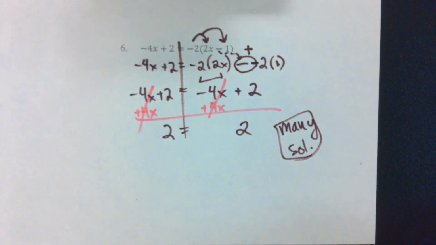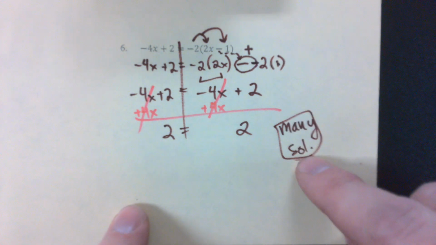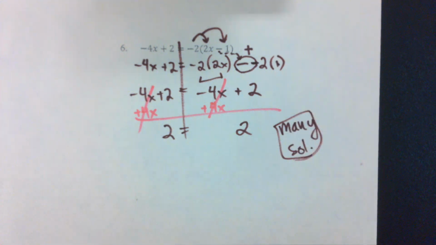This is the opposite of what we saw in the warm-up this morning, right? We've got a number equaling itself. That gives us infinitely many solutions. All right? Any questions about number 6? I think we are feeling pretty good.